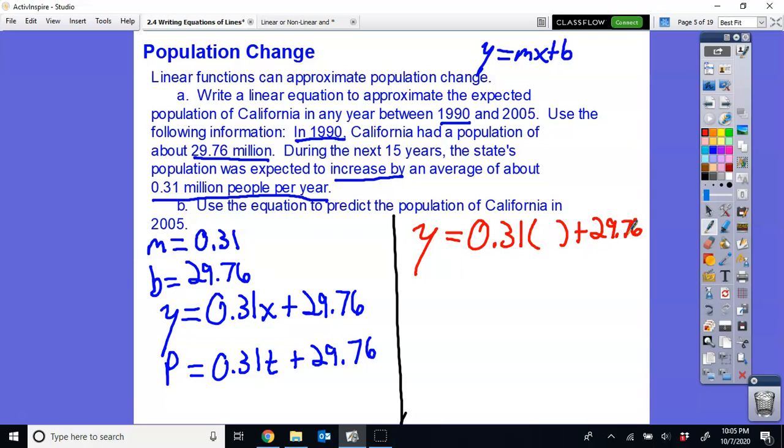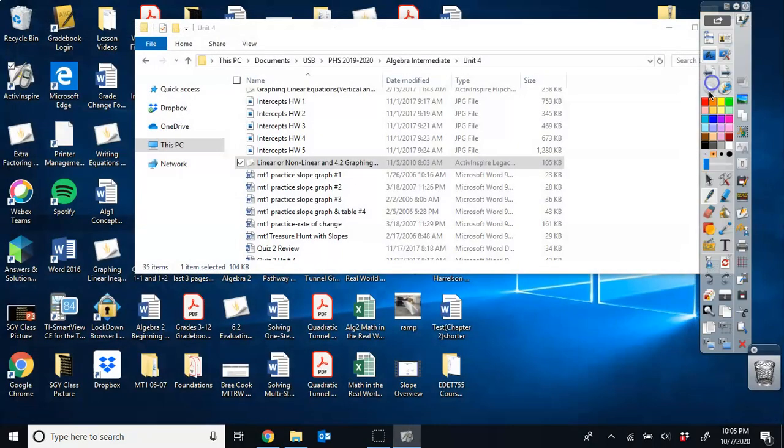That's something we talked about in that function video the other day, and that's something we're going to talk about when we get into the graph specifically of all these functions. So 0.31 million people per year. I'm going to plug in 15 years of that because 1990 to 2005 is 15 years. Then I take out my handy dandy calculator and I can type this in. Now, if you don't want to use a calculator, that's fine, but 0.31 times 15 might get a little tricky for some of you. So I'm going to show you.